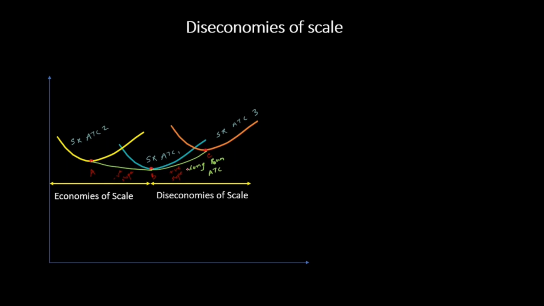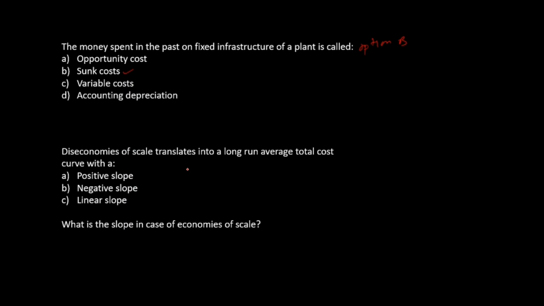So from A to B, my cost is decreasing. That is why it is negatively sloped. And from B to C, my cost is increasing. So it has a positive slope. Now going back to the question, diseconomies of scale translates into a long-term average total cost curve. In case of diseconomies of scale, the curve has a positive slope. So in this case, I go for option A. What is the slope in case of economies of scale? We saw that in case of economies of scale, the curve has a negative slope. So for this question, I go with option B.